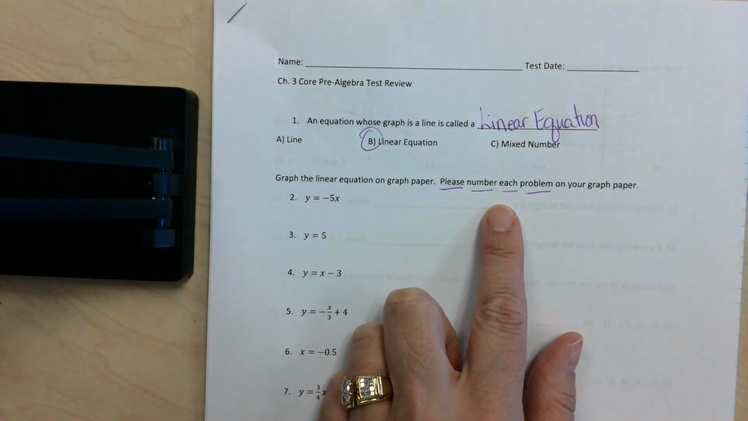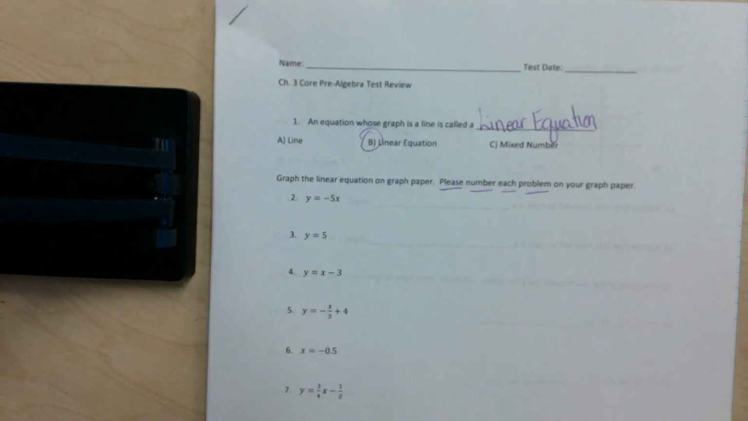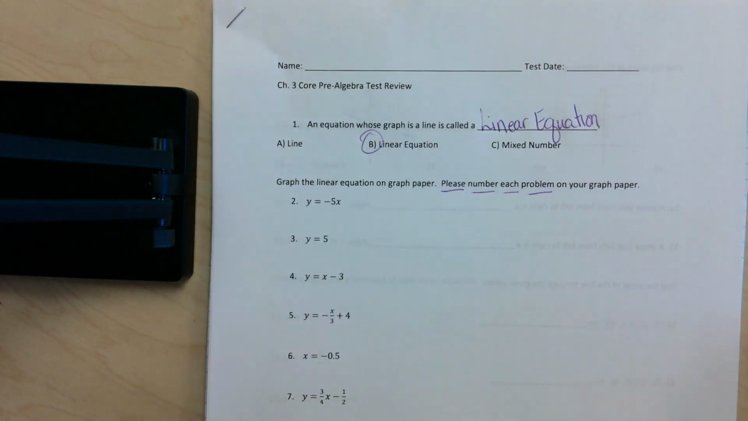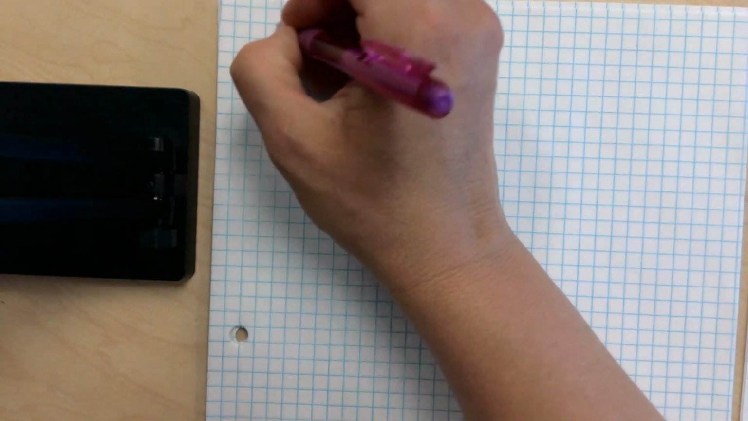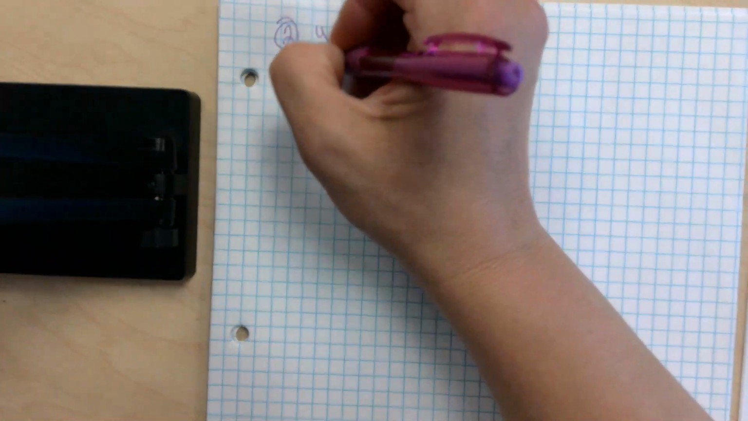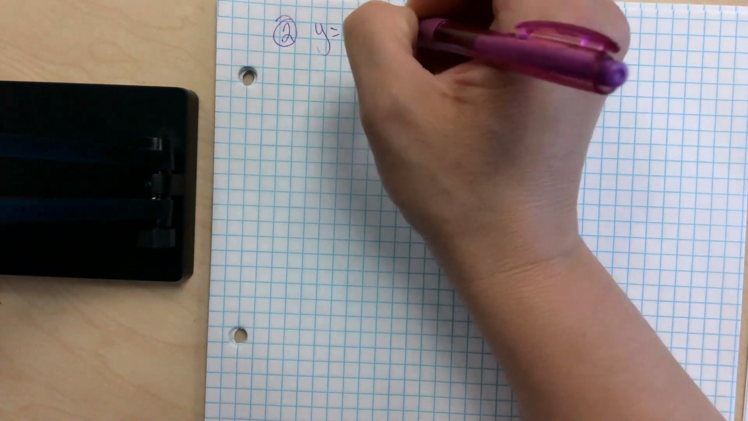If I were graph number 2, where would I be? I'm not going to have to ask because you are going to clearly label, and that's going to look like this, a number 2. And the very first one says y equals negative 5x.